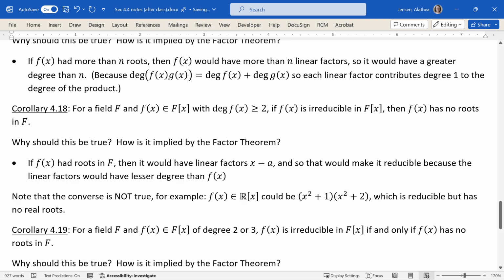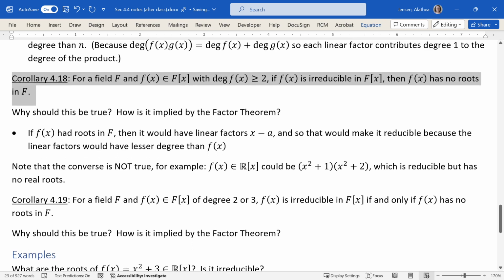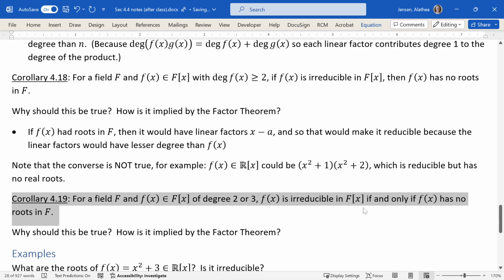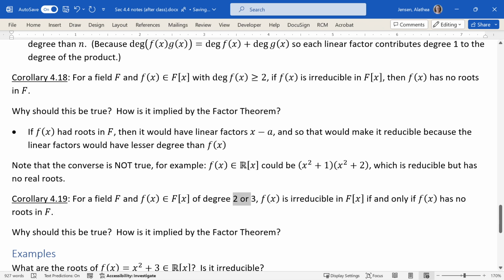So the converse of this one is not true, but corollary 4.19 is saying that the converse is true if the degree is exactly 2 or 3. If you notice here, the counterexample that I made for the converse was degree 4. It's because that's the smallest degree counterexample to the converse that I can actually make. And why is that? So pause for a minute and think about that.